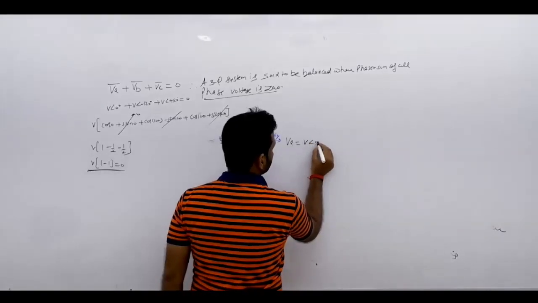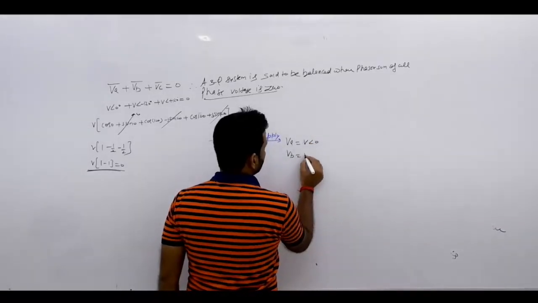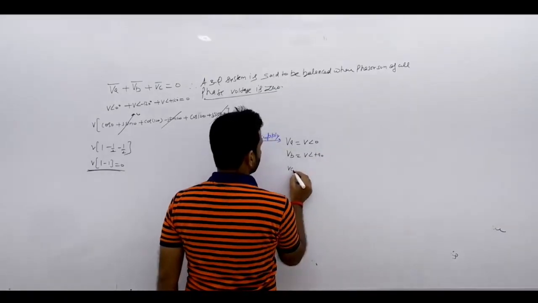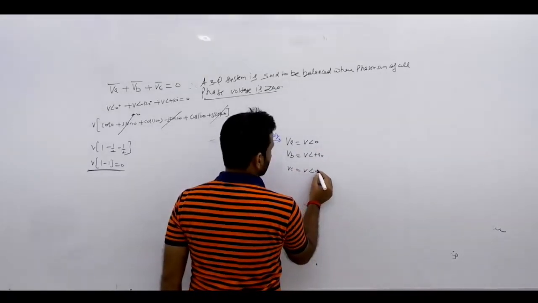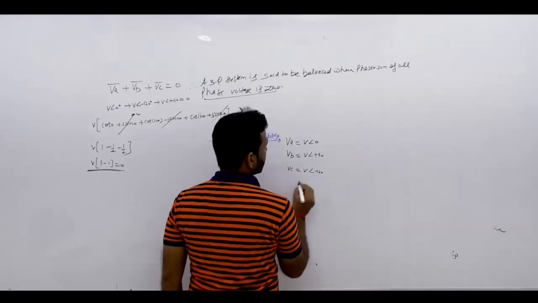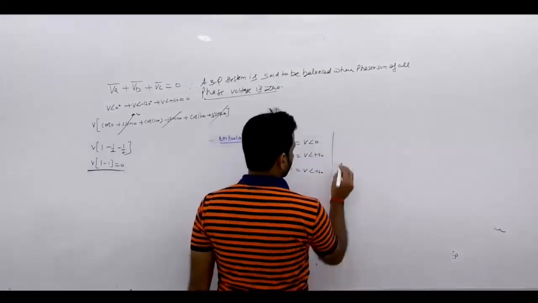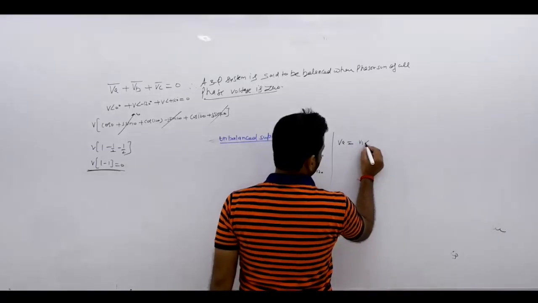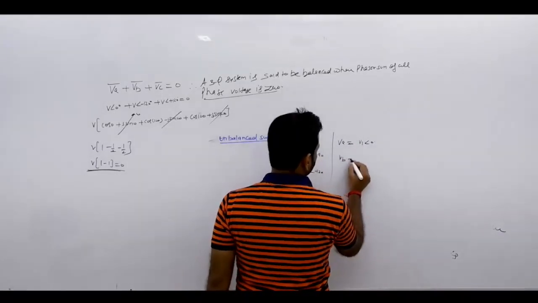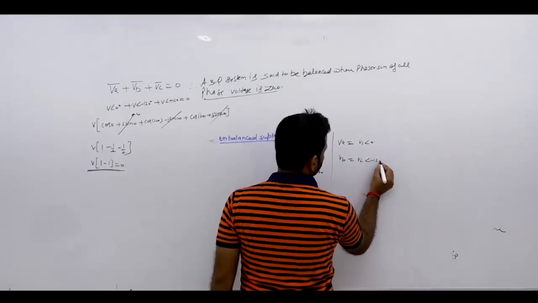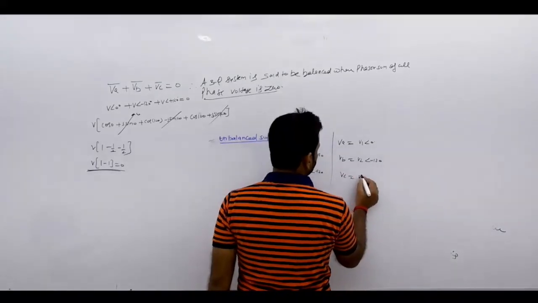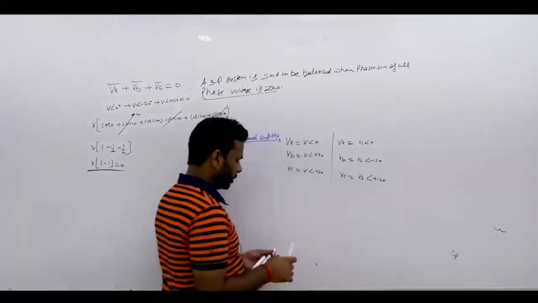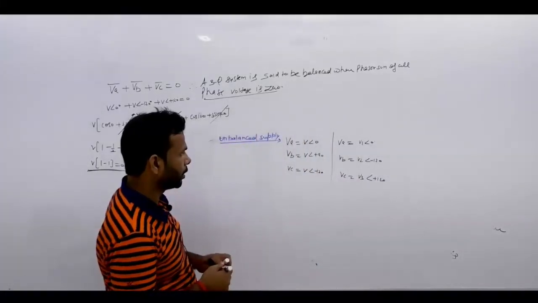VA = V angle 0 degree, VB angle plus 90 degree, and VC equals to minus 120 degree. Similarly, I can write next example, VA equals to V1 angle 0 degree, VB equals to V2 angle minus 120 degree, and VC equals V3 angle plus 120 degree. So let's see what are the main concept.